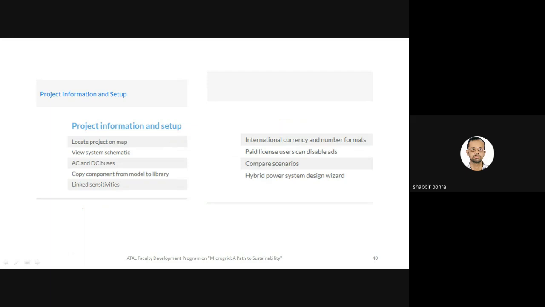So what are the inputs that one has to supply? What are the inputs that Homer seeks? One is the project information and setup. Locate the project on the map, where this site is located. Second, view the system schematic, whether it has an AC or DC bus. Then you can take the components from the model to the library also. Then there are the linked sensitivities.